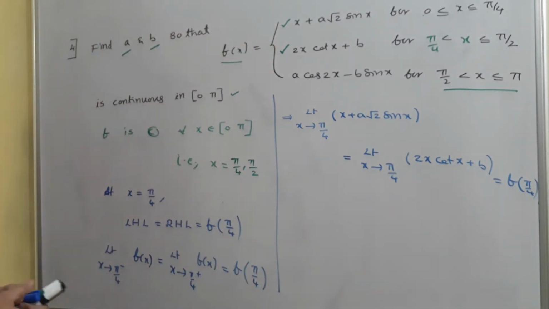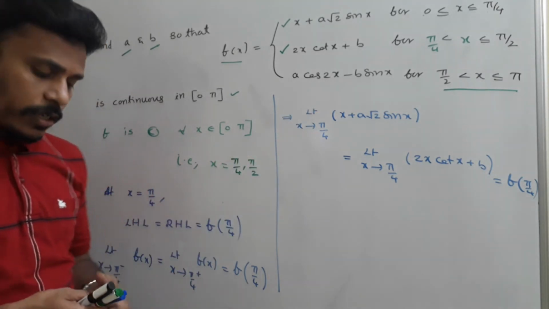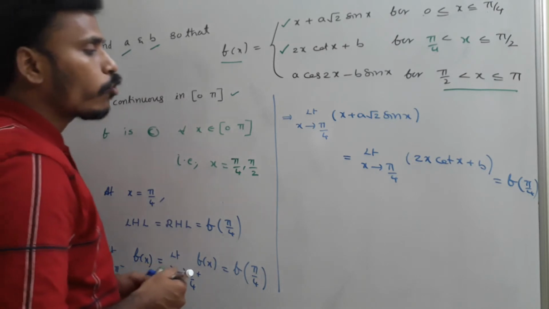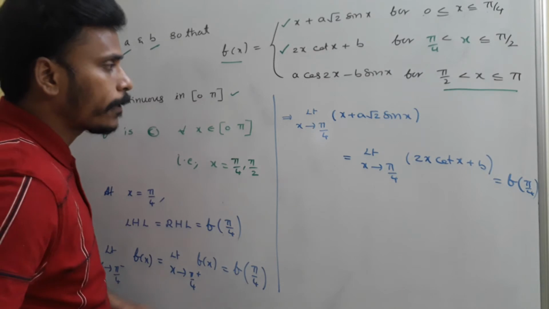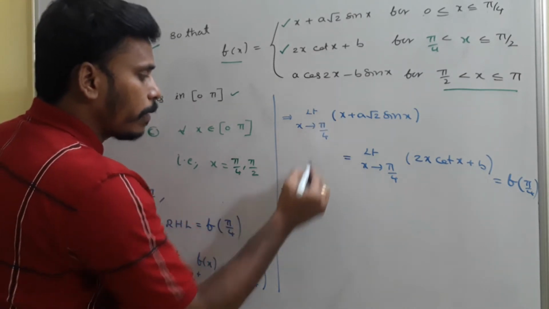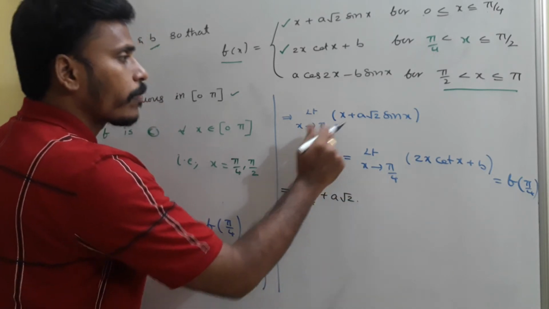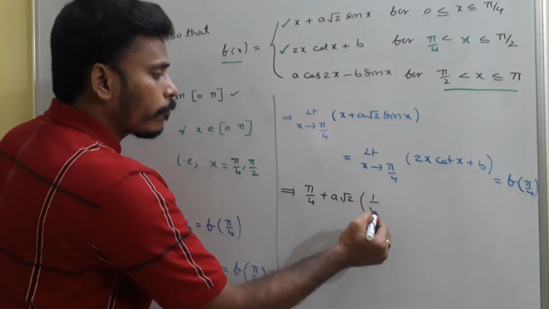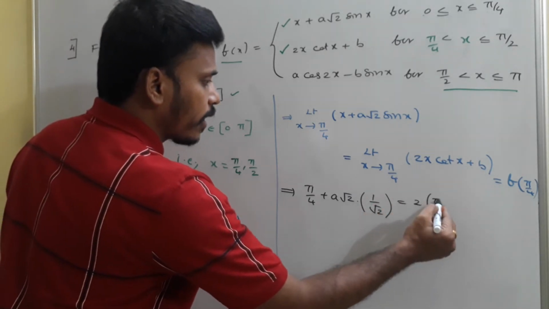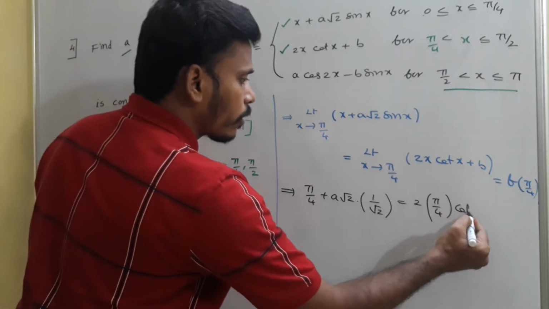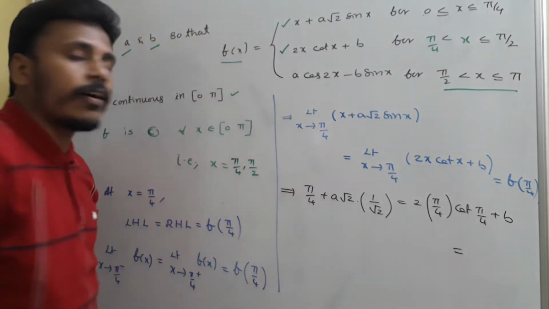Okay, now just look there. Directly you need to replace x with pi by 4. No problem here. If you replace x with pi by 4, what will happen? x means pi by 4, plus a root 2 into sin pi by 4. Sin pi by 4 is 1 by root 2. This equals 2 into x, which is again pi by 4, into cot pi by 4 plus b, which is equal to f of pi by 4.